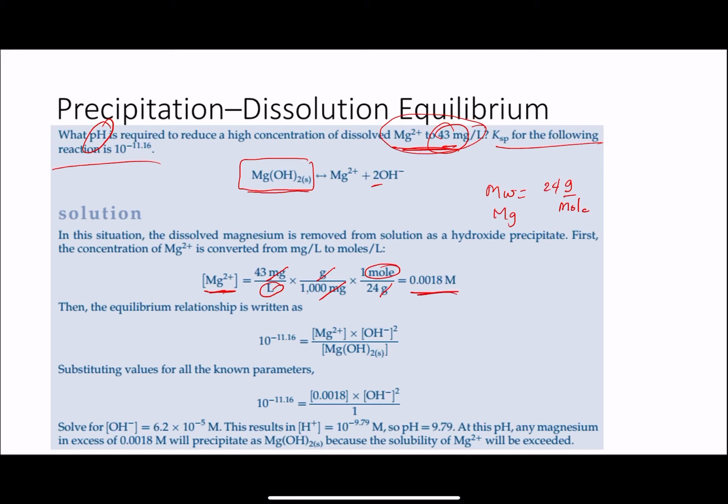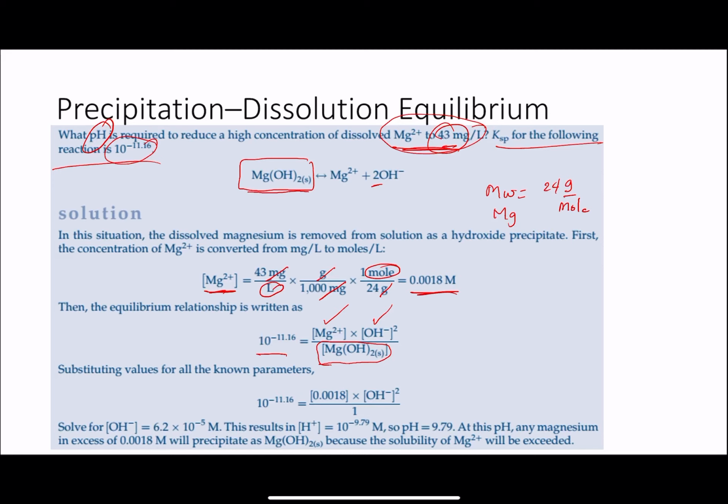For the Ksp, you need to put molarity into the equation. So we'll put it like this. The Ksp is 10 to the power minus 11.16. So we put it here: Mg2+ times OH- squared over Mg(OH)2 solid. Okay?